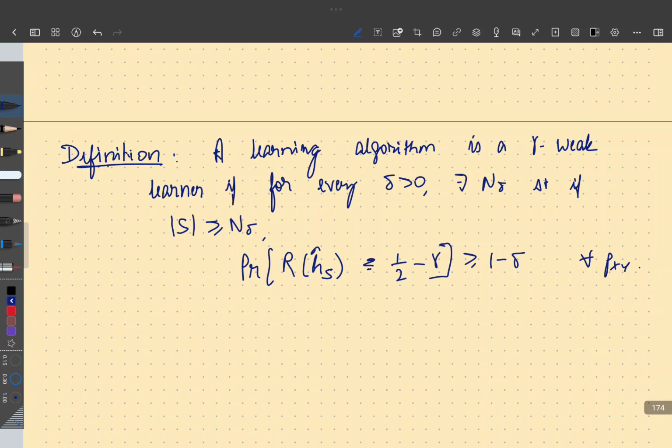So if you didn't have any training data at all, you could just guess the label randomly, and that would achieve a probability of error of half, right? But right now I want, with probability at least 1 minus delta, the probability of error to be at most half minus gamma. Okay? And the whole idea behind ensemble methods is to construct a bunch of weak learners and combine them somehow to give a strong learner. So a learner is said to be strong if you can make gamma arbitrarily close to half.